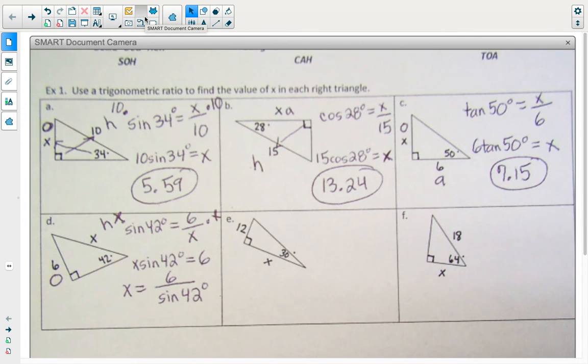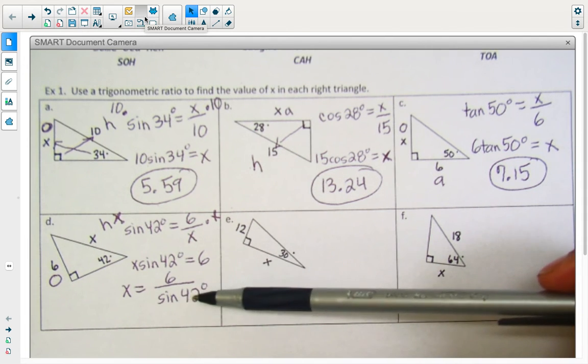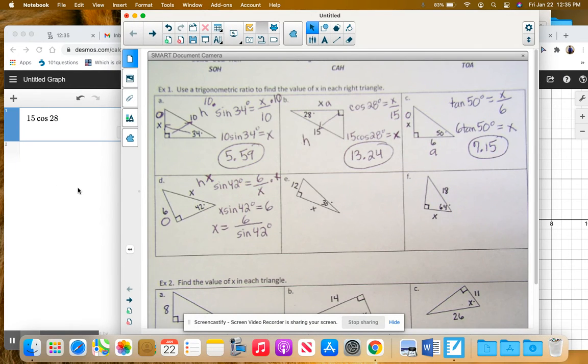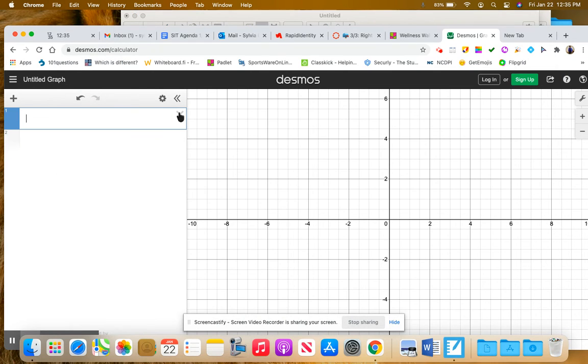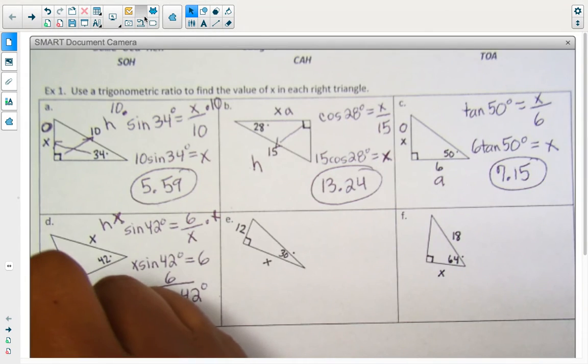Again, we can type this in Desmos. You would type in 6 divided by the sine of 42. So I will show you a division one just to make sure we're good. So we're typing in 6 divided by sine of 42. And rounding to the nearest hundredth, I got 8.97. So if I go back and write that answer on my paper here, I got 8.97.